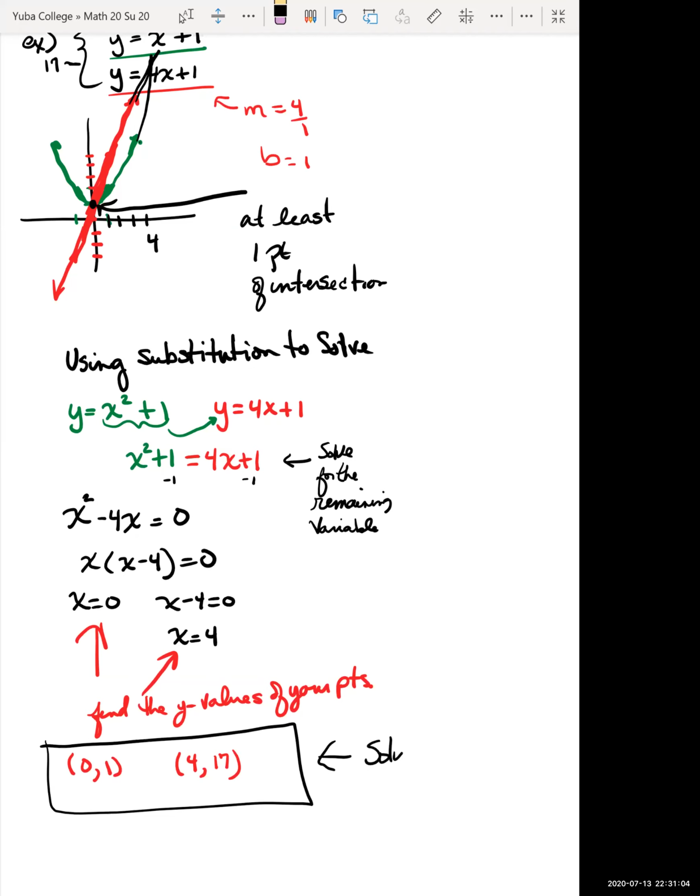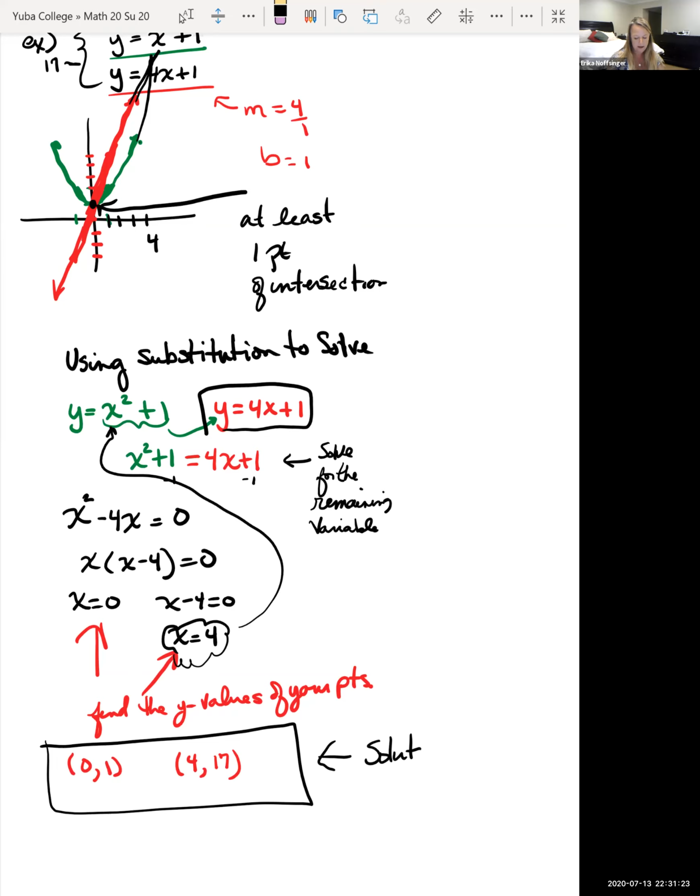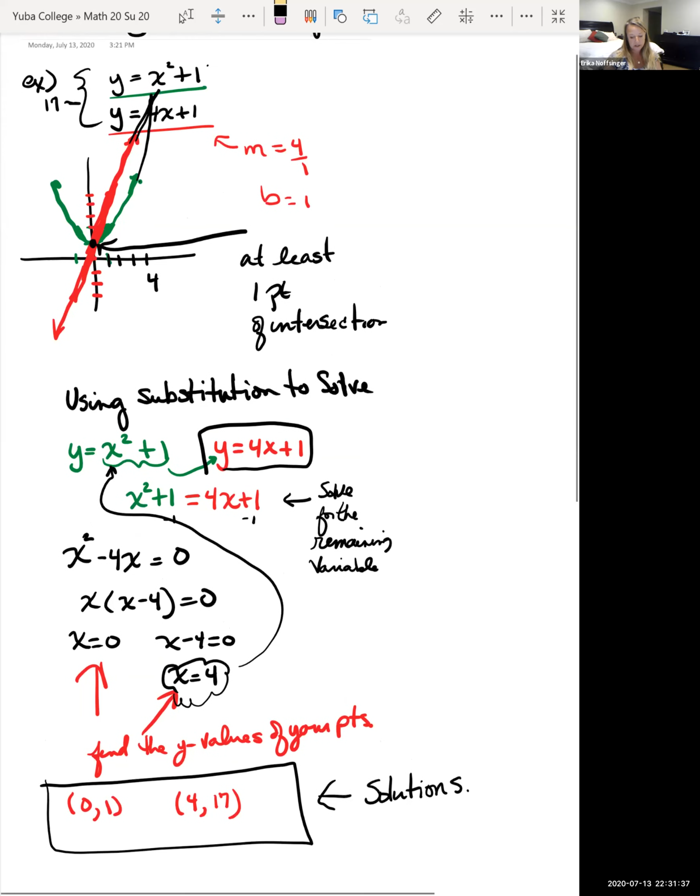How did you get 17? When x is 4, go back and plug it in for y, or for x. So 4 squared is 16 plus the 1 out here is 17. Or if you plug it in here for this equation for y, if you plug in 4 for x, because that was our x value for one of them, 4 times 4 is 16 plus 1 is 17. Okay, thank you. Yep.